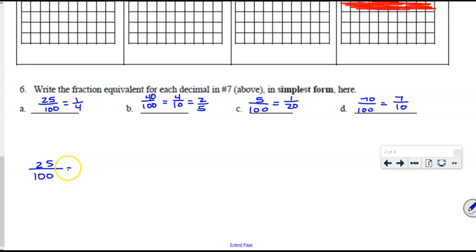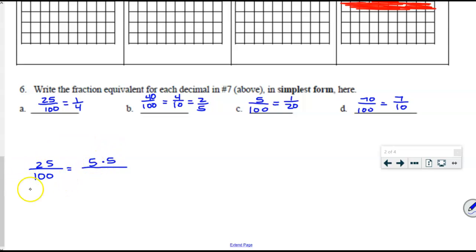Okay, when I'm simplifying fractions, I'm writing out the factors. So what are some things that I can multiply together to make 25? What are some numbers I can multiply to make 25? Emily. Yeah, 5 and 5. So 25 is equal to 5 times 5, right? Okay, going to start there.